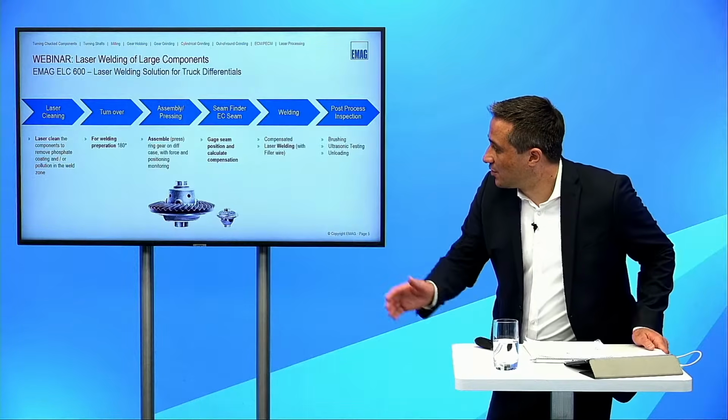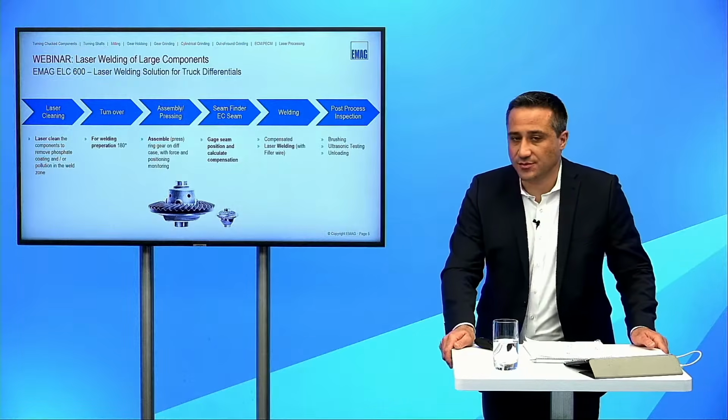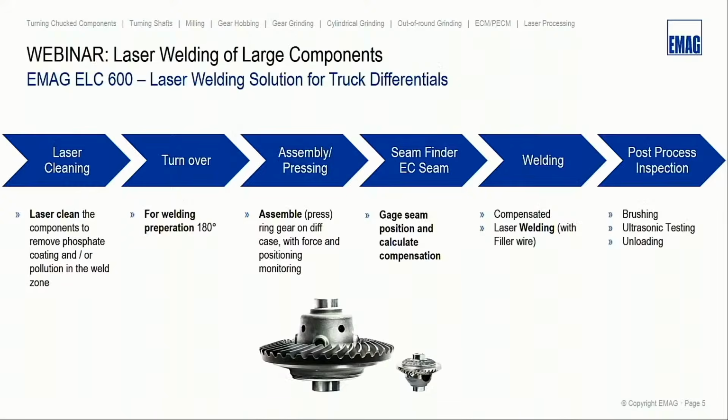If we look into more detail in regards to the process of a differential, then we definitely see that the welding process in general is, I would say, the heart of the machine. Nevertheless, we first of all have to clean the workpieces. Therefore, we decided to have a laser cleaning operation included in the machine. Then we have to turn over the workpiece to make sure that the components are in the right position. Then we have an implemented pressing function as well. Here the request was a pressing function up to 100 kilonewtons.